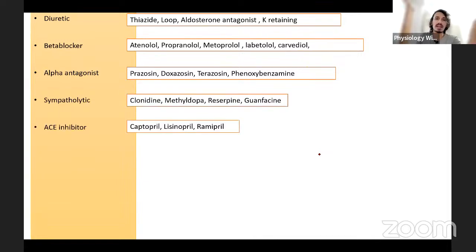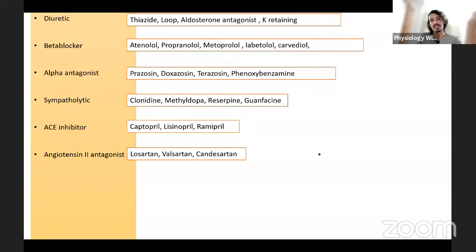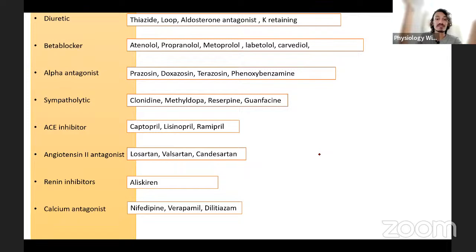ACE inhibitors, captopril, lisinopril, ramipril, enalapril. Angiotensin 2 antagonists, losartan, valsartan, candesartan. Renin inhibitors, aliskiren. Calcium antagonists, nifedipine, verapamil, diltiazem. Direct vasodilators, hydralazine, minoxidil. So again, how they act, everything in 2 pages before I had explained everything. This is just for you to remember 1 to 2 names, whichever is easy for you. Try to remember 1, 2 names under each of them.